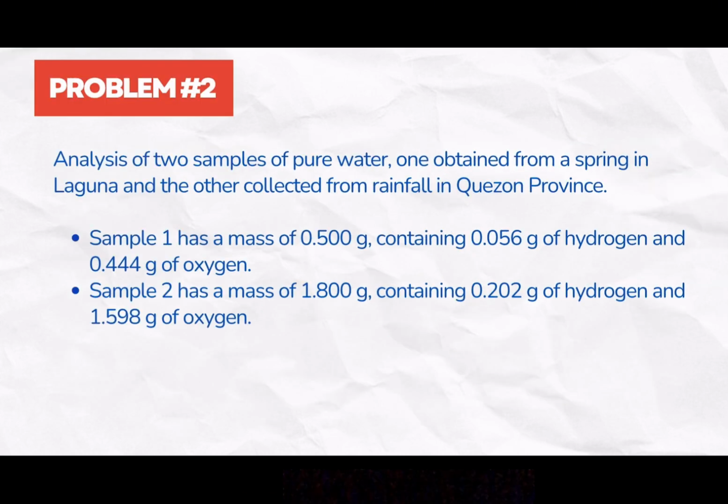Let us solve another example to check the law of definite composition. For problem 2, we have two samples of pure water, one from a spring in Laguna and another collected from a rainfall in Quezon Province. Sample 1 has a mass of 0.500 grams with 0.056 grams of hydrogen and 0.444 grams of oxygen. Sample 2 has a mass of 1.800 grams with 0.202 grams of hydrogen and 1.598 grams of oxygen.